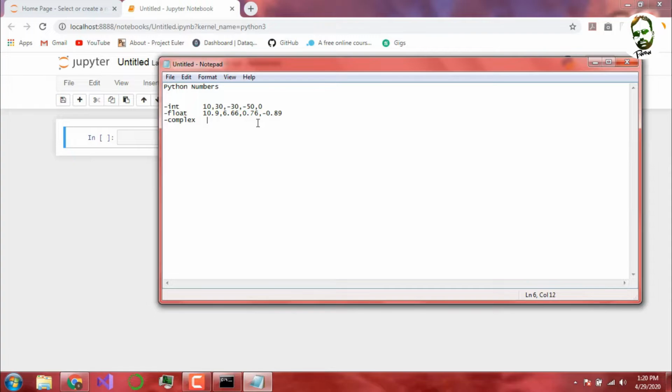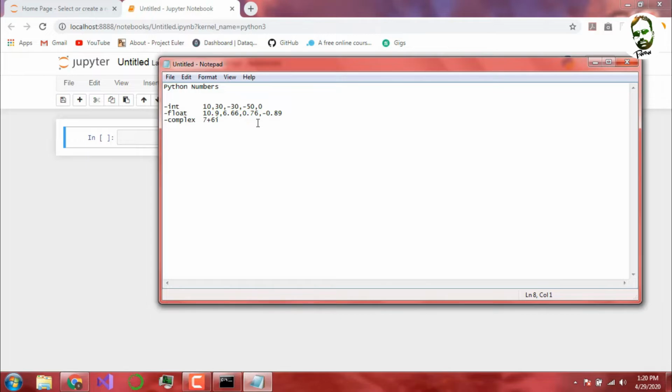Now, complex numbers are basically numbers which consist of an imaginary part and a real part. For say, it can be 7 plus 6i, which means that 6 is an imaginary part and 7 is a real part. We won't be using complex numbers that much in our future programming videos, but you should still know that Python does support complex numbers.